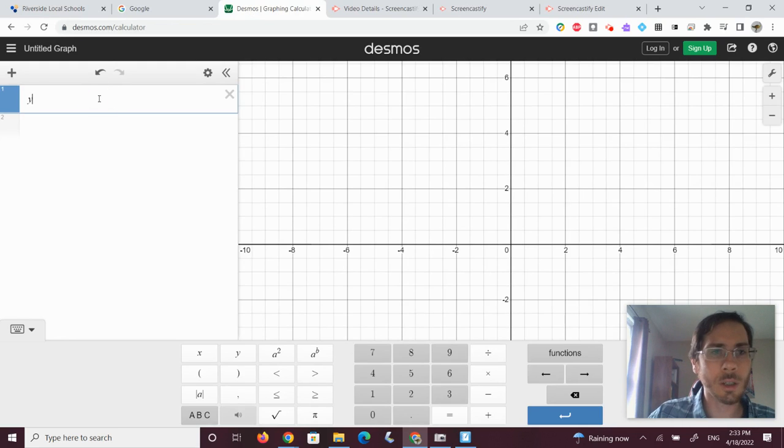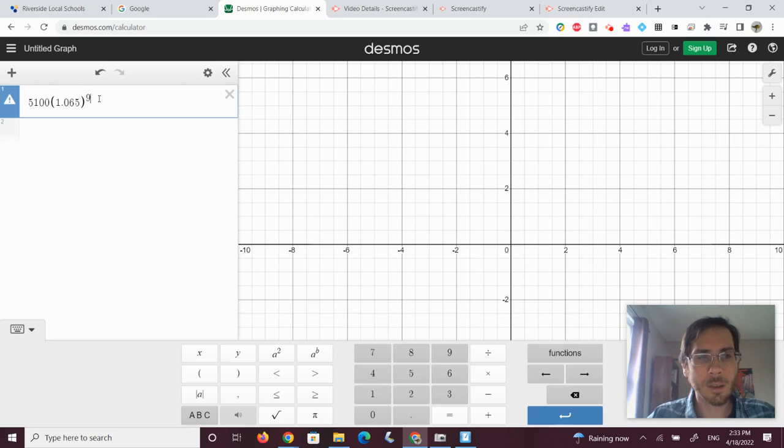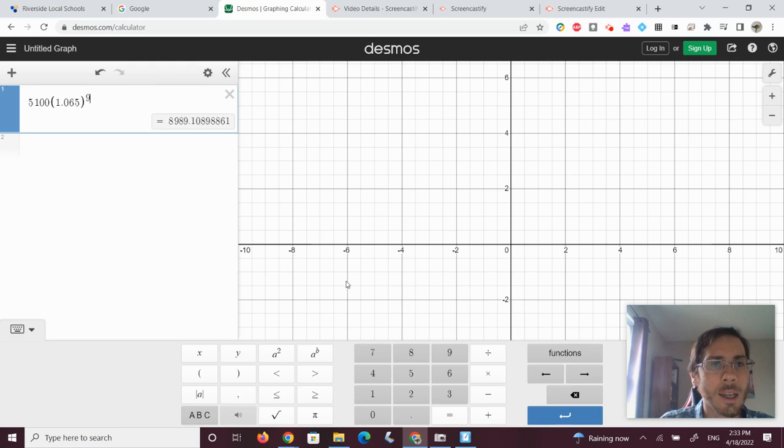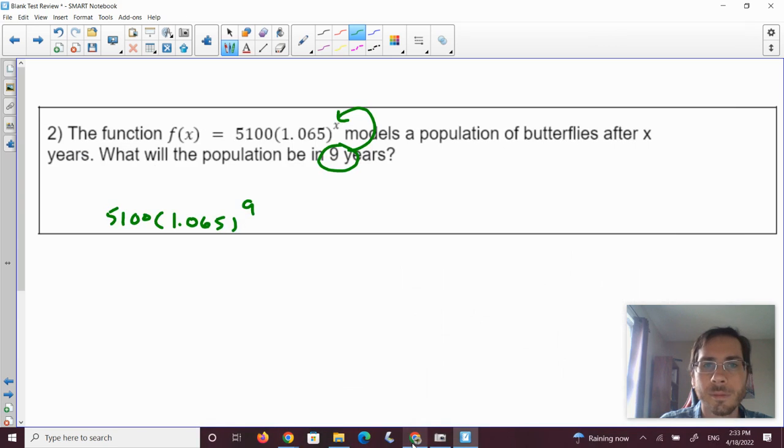So we get y equals 5,100 times 1.065 to the 9th power, which is 8989. Seems good, I got my numbers right. All right, 8989 it is. And again, if we're just talking about the real world with the butterflies, about 9,000 butterflies.